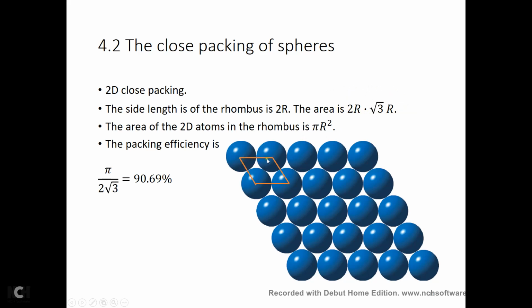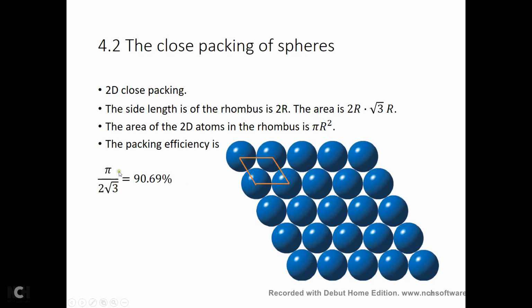What about the area occupied by the atoms? It's very simple. If you piece these two together, it's 1/2 of the circle. You can put this part to here, and then the sum of this area and this area is also 1/2 of the atom. So together, you have just one atom in the rhombus. Therefore, the area occupied by the 2D atoms in this rhombus is simply pi r squared.